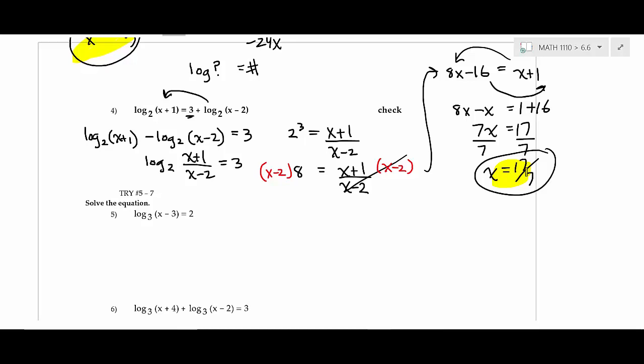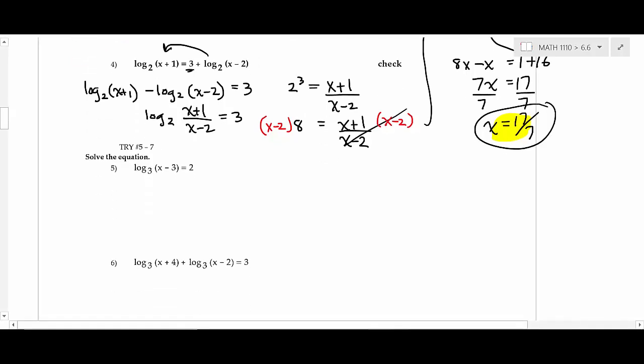17 over 7 is a little bit bigger than 2. So that's positive. You see what I mean? So that's good. At a minimum, that's what you want to do. You don't have to go through all the details necessarily. You're just looking to make sure that you're not doing a log of a negative. Does that make sense to everybody? Okay, so double check that.